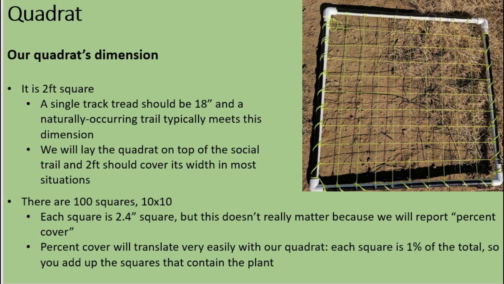In our quadrat, there are 100 squares, 10 squares in each direction. Each square is 2.4 inches square, but this doesn't really matter because we will report percent cover. Percent cover will translate very easily with our quadrat. Each square is 1% of the total. So if you add up the squares that contain the plant, you'll know already what the percentage of cover was.